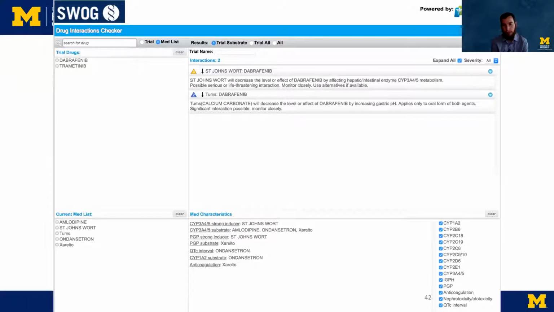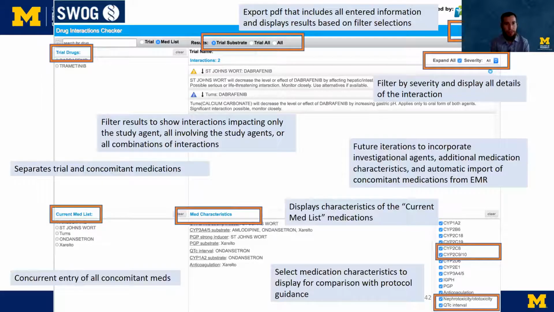So if your protocol says don't enroll anybody who's on a CYP3A4 or 5 substrate, and you click CYP3A4 in the bottom right, then that'll show up in the bottom panel based on what you put in the bottom left panel in terms of the patient's drugs. If you click another time, it'll show you all the different functionalities that we built in. I don't have the time to go through all these, but we did a lot of work talking with ORP about what they need this tool to do for them.